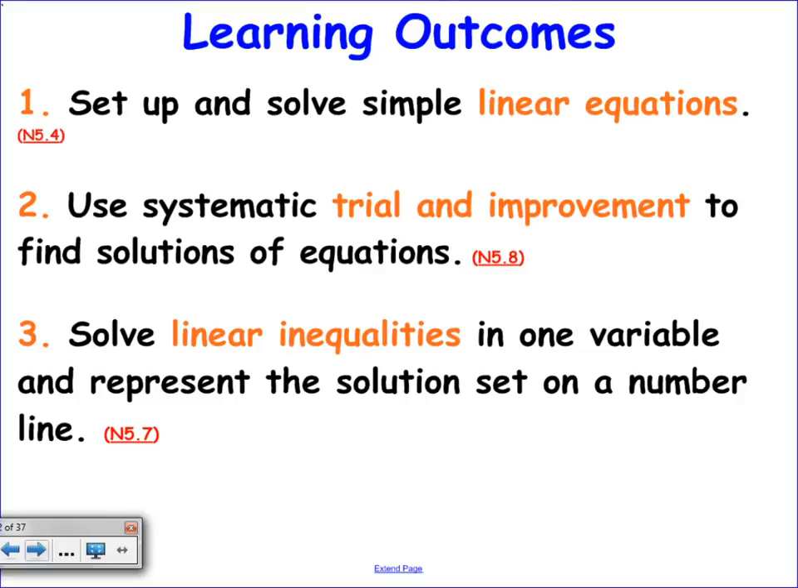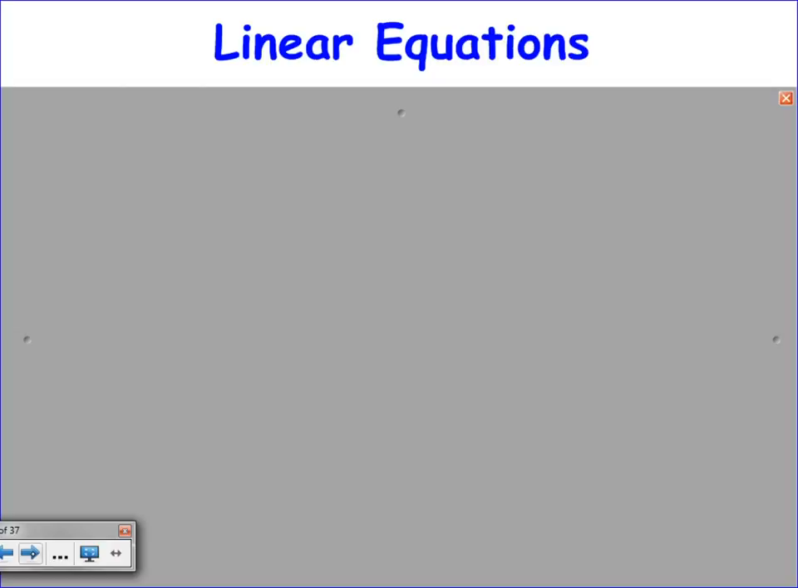All that is, instead of having an equation where you have an equal sign, you have a different symbol, either a greater than or a less than. And we'll talk about them tomorrow. Yeah. Today is all about linear equations.